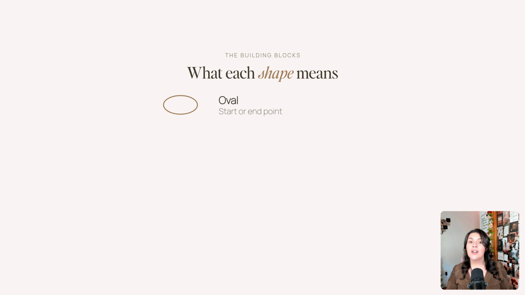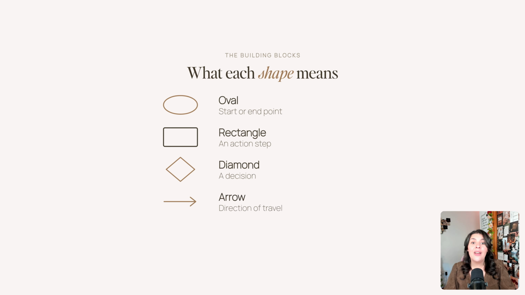You can see these on my screen just now. An oval or circle marks the start or end point of a workflow. We have a rectangle as an action step. Diamonds symbolize decisions, a question that is going to lead to more than one outcome or next step. And we have arrows to show the direction of travel.